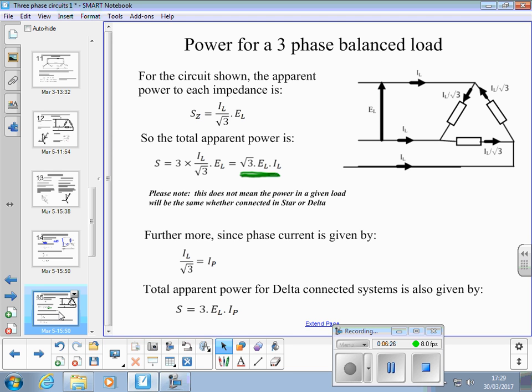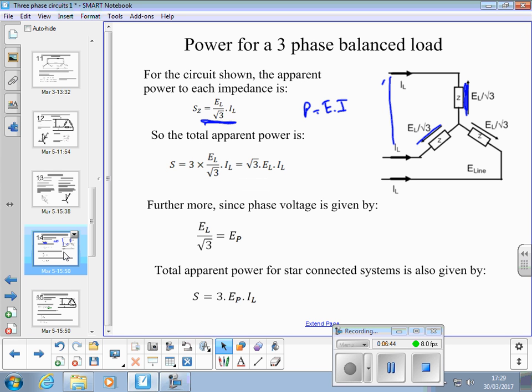Because the current will be a different level in star connection to what it is in delta connection for the same load. If you think of our system, when you connect it like that, each load is going to have 240 volts across it. So if there's a 10 ohm resistor and that's 240 volts, the power would be 2,400 watts. Everybody happy with that?